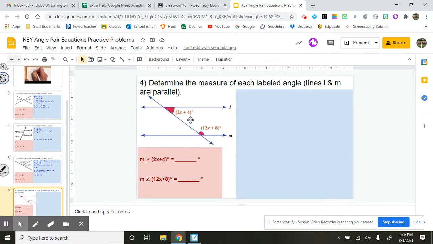So these are same side interior angles. And as long as the conditions are correct, meaning the intersected lines, in this case L and M, are parallel, then there's going to be something true about these angle measures mathematically. Now notice there's no visual symbol with arrow tips in the middle of the lines telling us they're parallel, but if you look at the directions themselves, determine the measure of each labeled angle, lines L and M are parallel, it's told to you there. So it's just another way to communicate it.